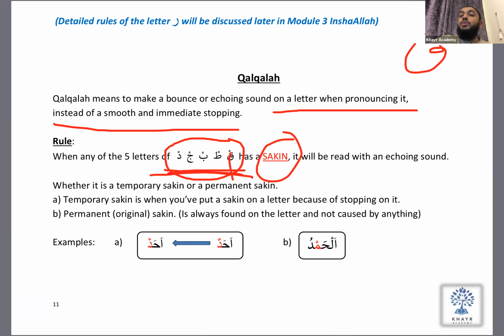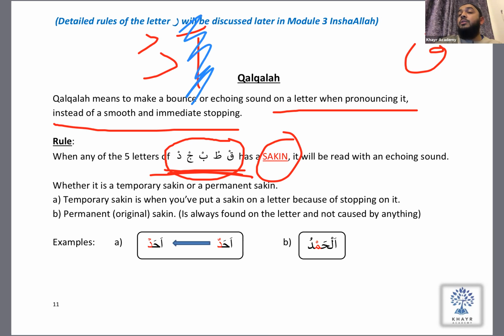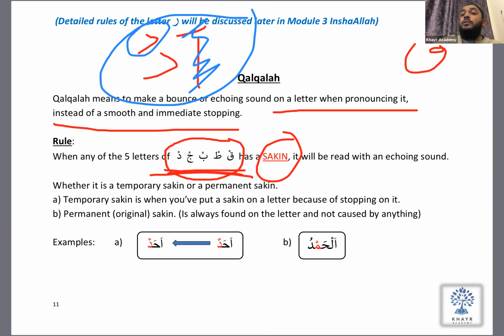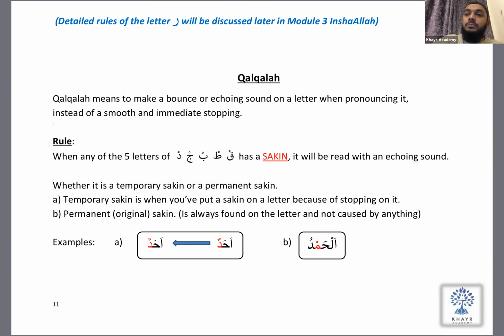I'm sure everyone knows what Sakin is. Sakin is when the letter itself doesn't make any sound. It needs help from the letter before. Like this, Ad. If I take the alif off, the dal doesn't make any sound. It's dependent on the letter before. So I need to bring something before, and then it helps get the sound of the dal out. Ad. Otherwise, if I take this off, dal is useless. That's what sakin is. So one of these 5 letters needs to have a sakin, and then we will read it with the echoing sound.